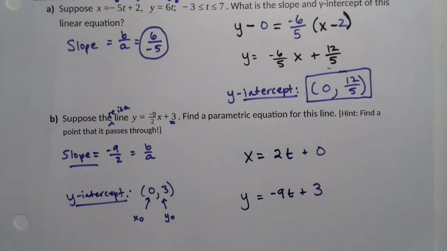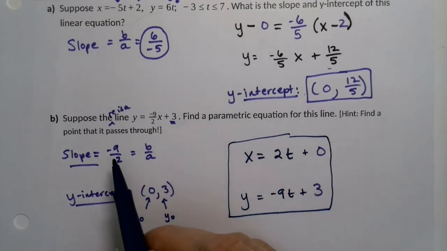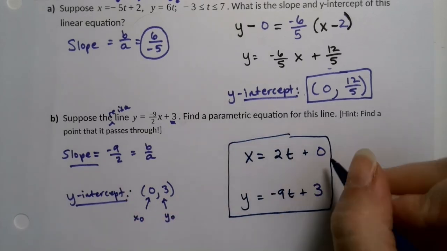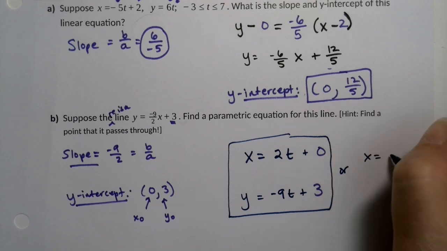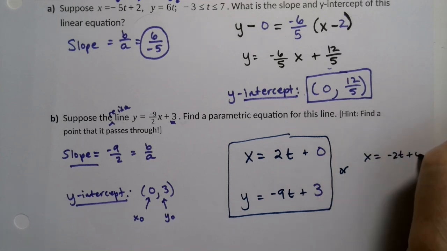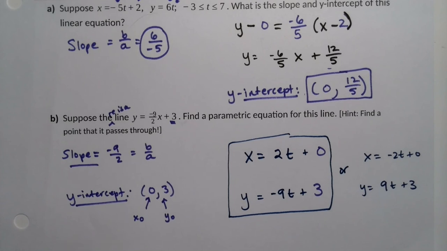Now, if you wanted to, you could also use, because of course, how do you know that the negative goes with the 9 and not with the 2? And the answer is you don't. So you could also go x equals negative 2t plus 0 and y equals 9t plus 3. Either one will work.